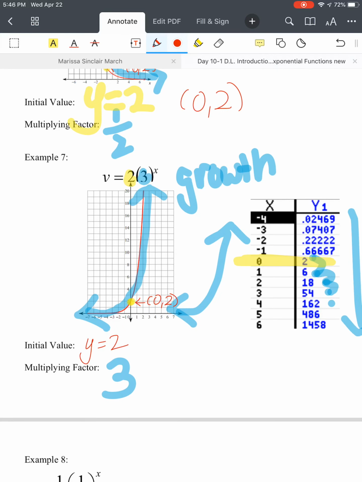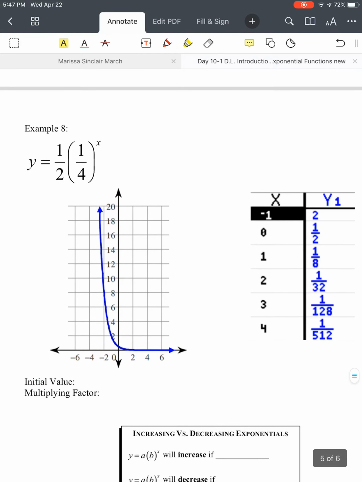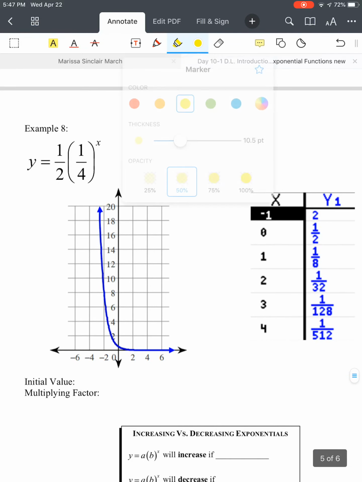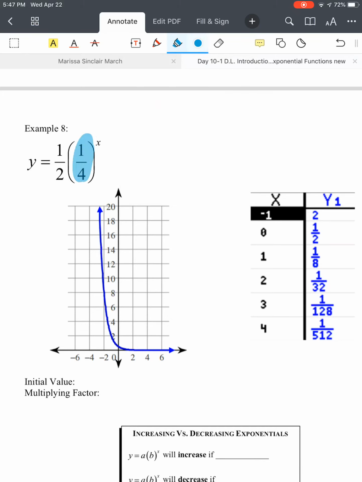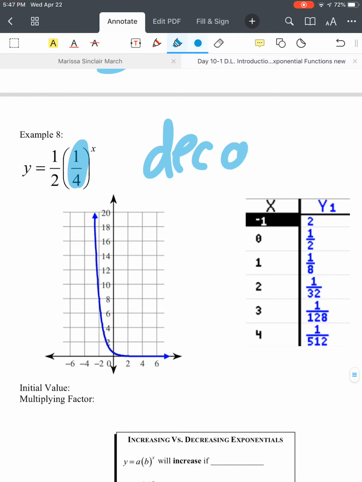So I will write my initial value, same as the y-intercept, as y equals 2. Okay, and then the last one like these. 1/4. 1/4 is less than 1, so I know that it is a decay.